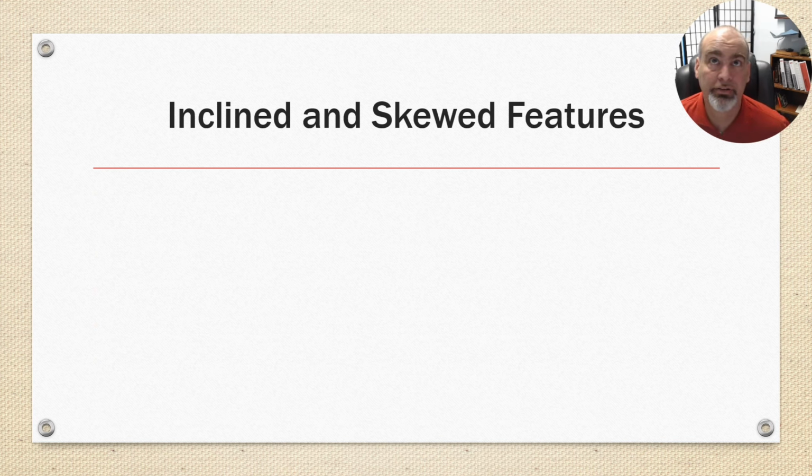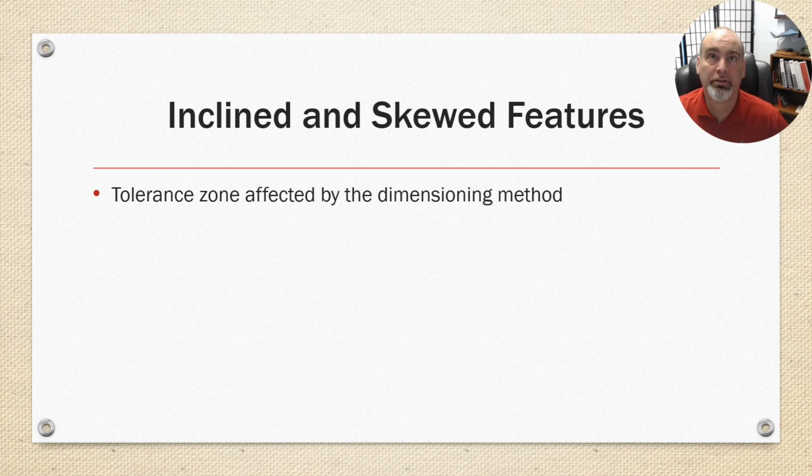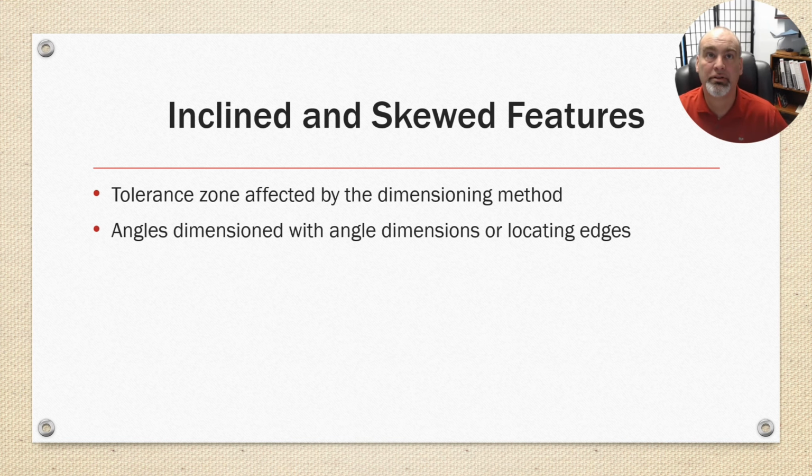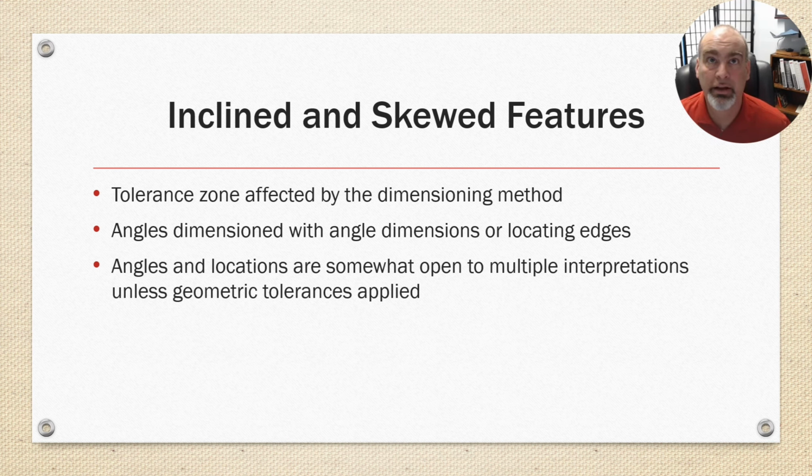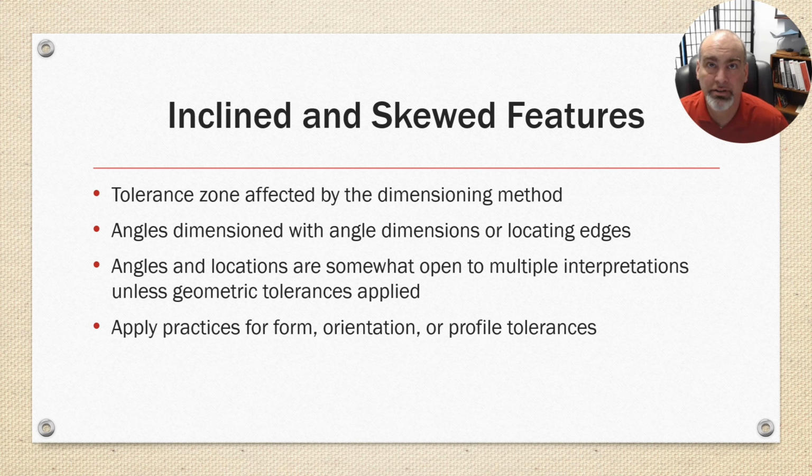Okay, inclined and skewed features. Tolerance zones are affected by the dimensioning method. Angles are dimensioned with angle dimensions or locating edges. Angles and locations are somewhat open to multiple interpretations unless geometric tolerances are applied. Applied practices are that form, orientation, or profile tolerances are used to control inclined or skewed features.